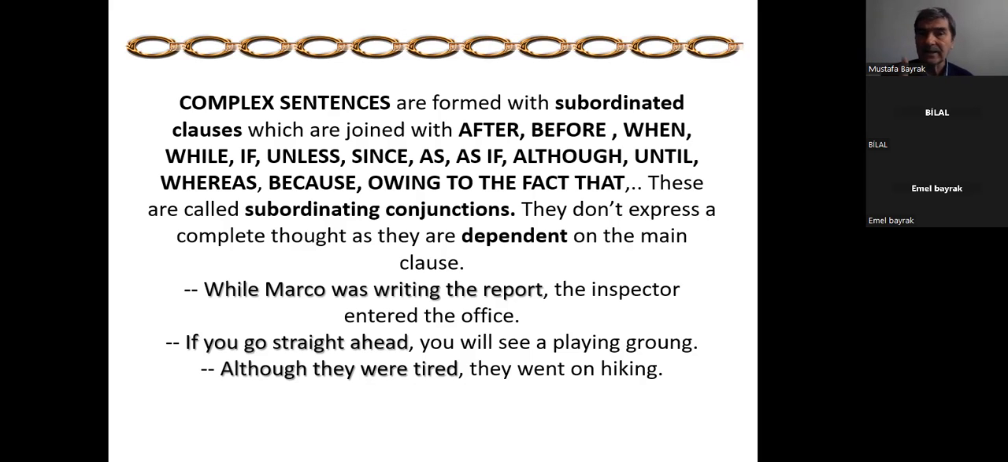If you go straight ahead, for example, you will see a playing ground, or playground is also possible. You will see a playing ground is the main clause here. It has the message, okay? It conveys the message. It communicates the message. It carries, it has the message in it. You will see a playground.